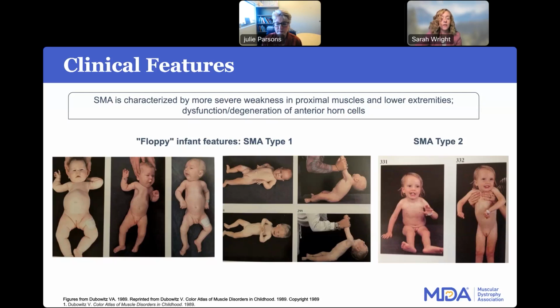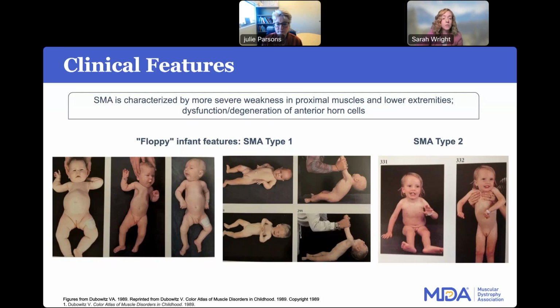and we can see in the far left, some of the features that are related to really decreased movement in utero, so the bell-shaped chest. And if you were to look closely, you would see tongue fasciculations as well, reflective of a motor neuron disease. Type 2 SMA, as we can see here on the right, this is a sitter but may never walk. And a similar phenotype in the fact that you can see low muscle tone, very slight stature.